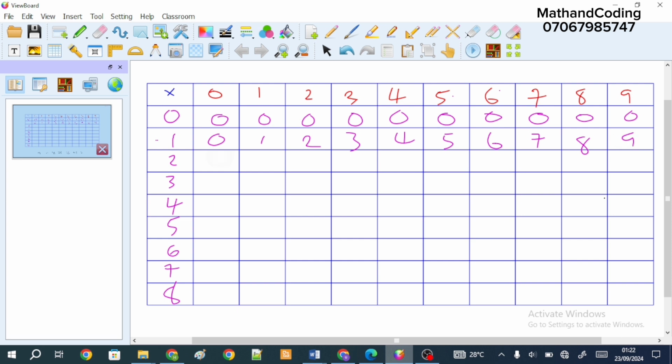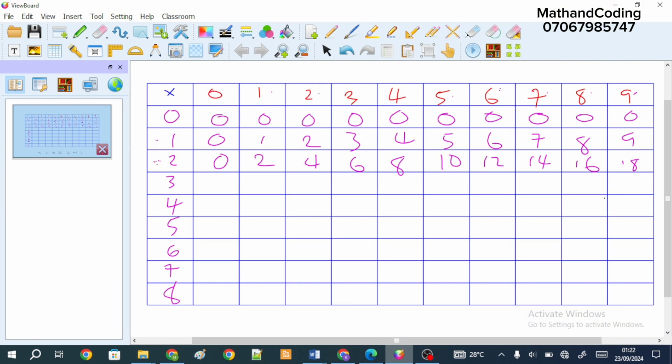Okay, 2 times 0 is 0, 2 times 1 is 2, 2 times 2 is 4, 2 times 3 is 6, 2 times 4 is 8, 2 times 5 is 10, 2 times 6 is 12, 2 times 7 is 14, 2 times 8 is 16, and then 2 times 9 is 18.